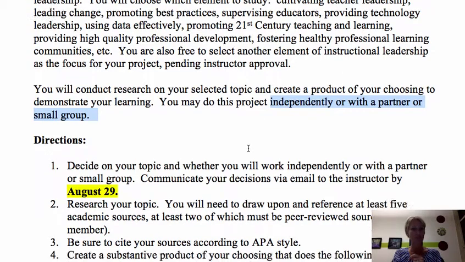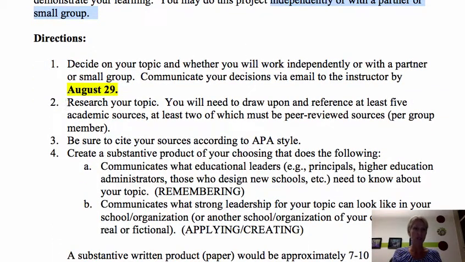So here are the specific directions that you want to follow. Make sure that you decide on your topic and whether you're going to work independently or with a partner or small group, and then email that information to me by the date listed in your assignment sheet. Then research your topic. You're going to need to draw on at least 5 references from academic sources for your project, and at least 2 of those have to be from peer-reviewed sources.